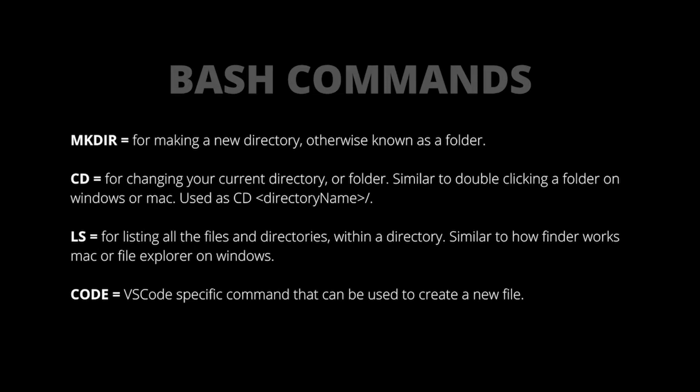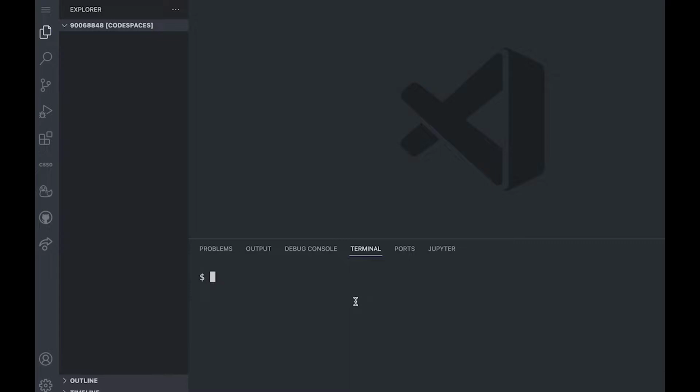The first one, mkdir, is for making a new directory or making a new folder. cd is for changing our current directory, so this is similar to double clicking on a folder on Windows or Mac. ls is used for listing all of the files or directories within another directory, similar to how Finder works on Mac or File Explorer on Windows. And finally we have code, C-O-D-E, which is a Visual Studio Code specific command that can be used to create a new file, and it will open it in our editor for us so we can get started and write our code.